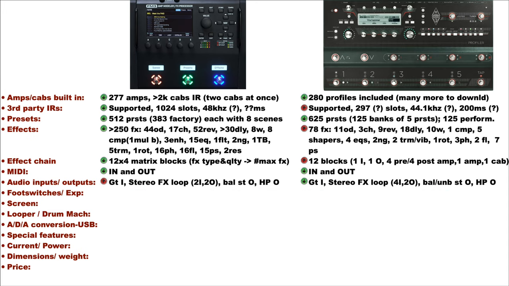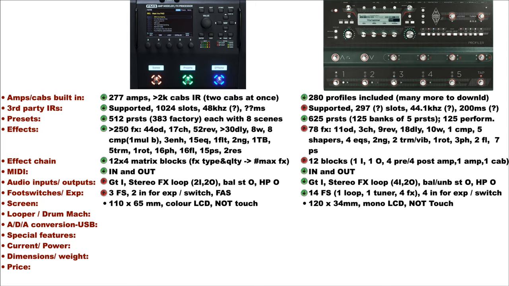As regards foot switches and external controllers, the Kemper is far superior, with more foot switches and more external controllers that can be connected to the unit. The screen of the FM3 is far superior, no doubt here. The Kemper has a really old style screen. The looper of the FM3 offers longer loops support with 120 seconds against the 60 seconds offered by the Kemper Stage. No drum machine is available for either of the two units.